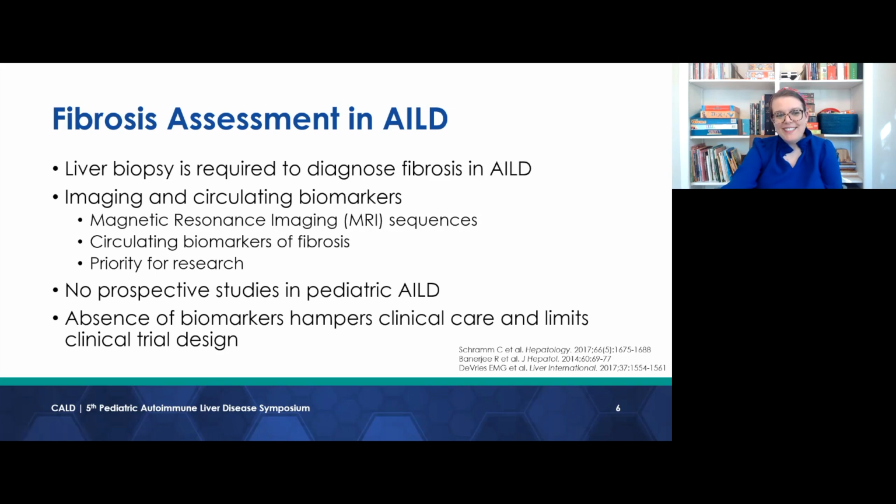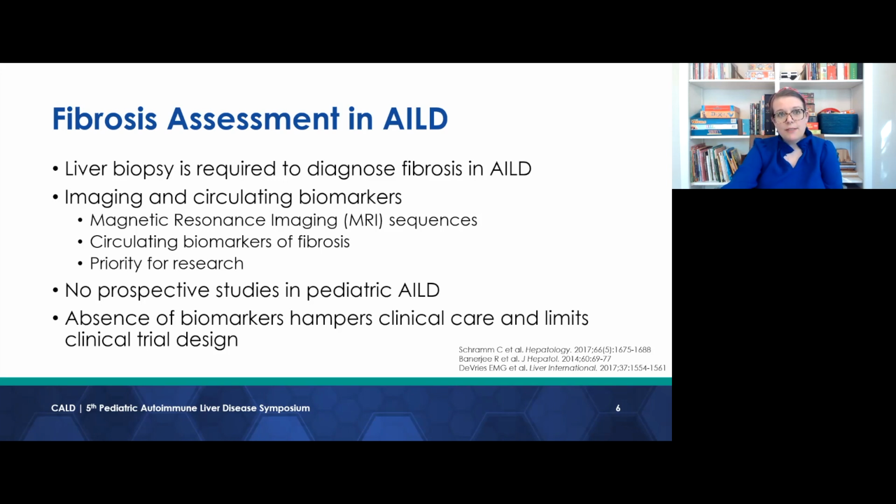So the current status of fibrosis assessment in autoimmune liver disease, as likely many of you know and have experienced, is liver biopsy. It's required to help diagnose fibrosis. The hope would be that we can use imaging and circulating biomarkers to reduce the need for liver biopsy. This might include magnetic resonance imaging or MRI sequences, and circulating biomarkers of fibrosis coming from blood work. And this is a priority for research, both for the community as well as for us.